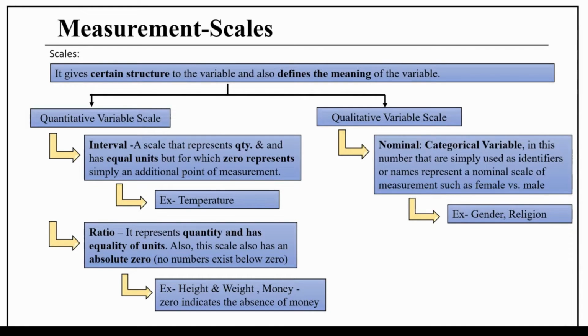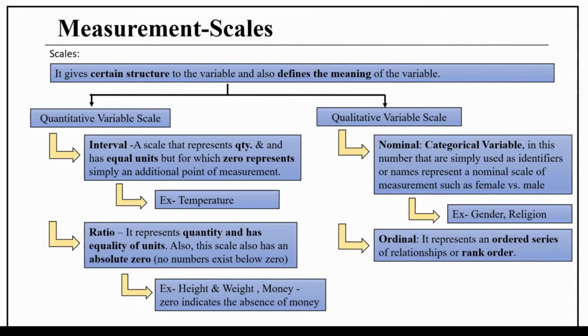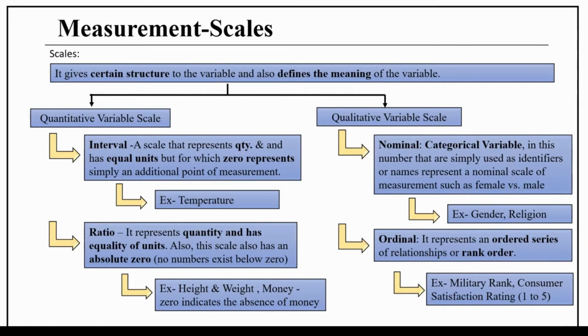Now let's understand the ordinal scale. It represents an ordered series or relationship or rank order. For example, military rank and consumer satisfaction rating on a scale from 1 to 5.